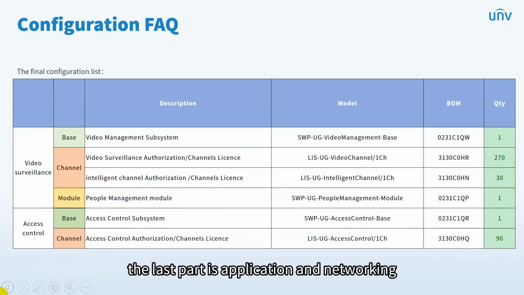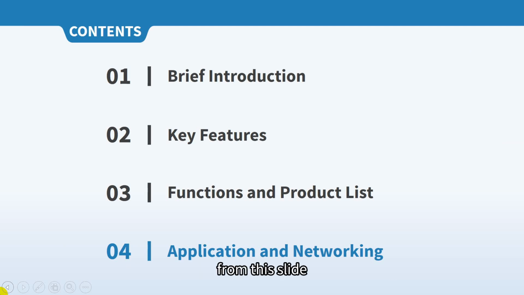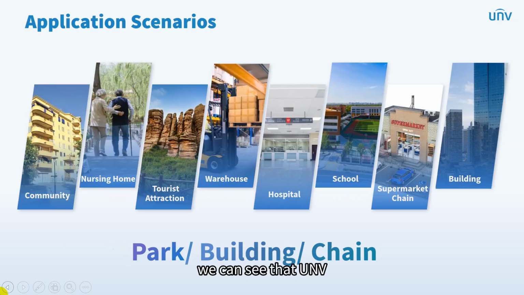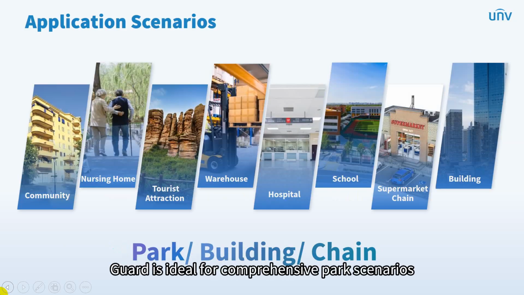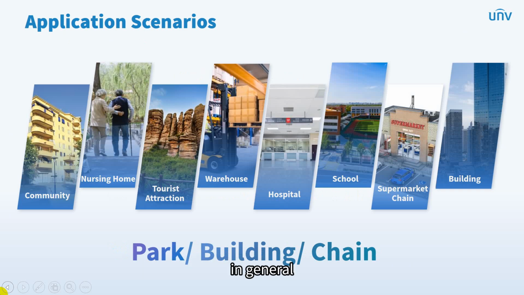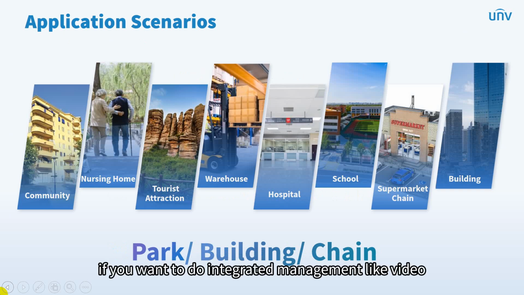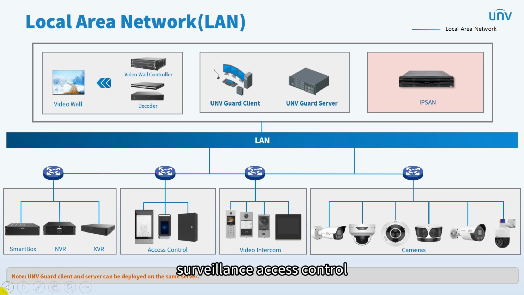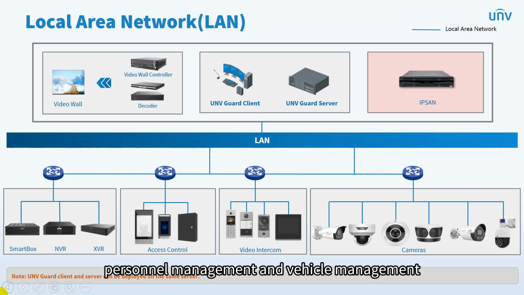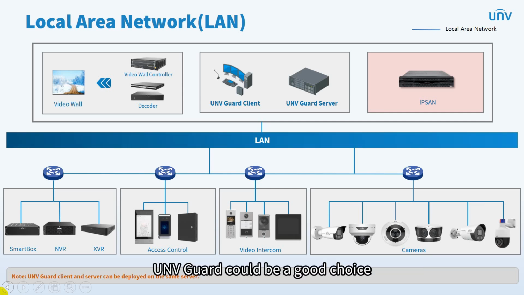The last part is application and networking. From this slide, we can see that UNV Guard is ideal for comprehensive park scenarios such as parks, buildings, and chain supermarkets. The slide also highlights these specific use cases. In general, if you want to do integrated management like video surveillance, access control, personnel management, and vehicle management, UNV Guard could be a good choice.